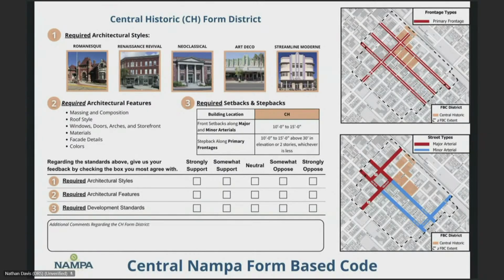So we'll ask you the questions about 1, 2, and 3, and the numbers kind of associate. We'll give you a minute or two to review it. Required architectural styles, again, Romanesque, Renaissance Revival, Neoclassical, Art Deco, and Streamline Modern. If you agree with those, please do. I strongly support, somewhat, and check the box there and tell us what you agree or do not agree with.